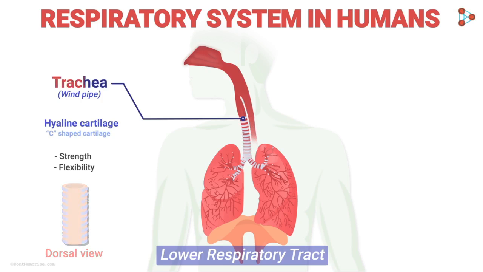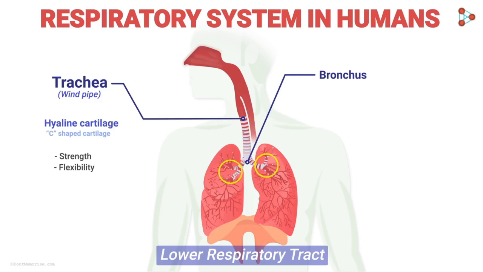At the point where the trachea is about to terminate, the next junction arrives. This is called the bronchus. As we can see here, the bronchus acts like the entry point in the lungs. It gets divided into two branches called the right main bronchus and the left main bronchus.